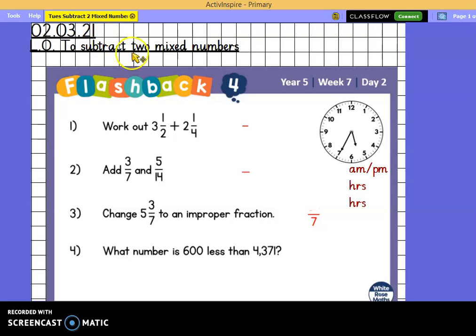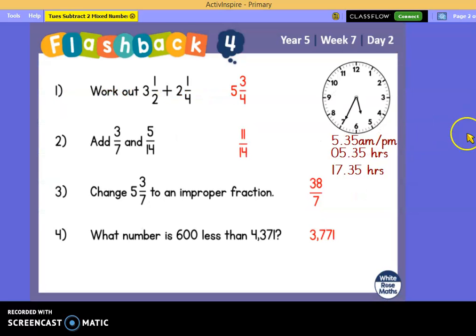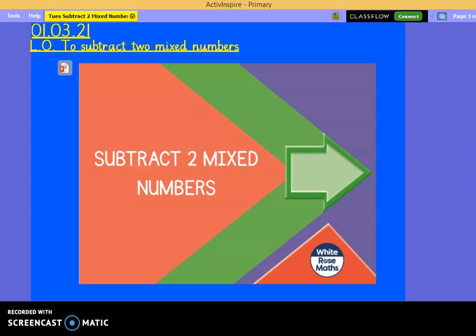Please record today's date and learning objective, to subtract two mixed numbers, into your book and underline that with a ruler. Then record your flashback for numbers 1 to 4 and your time in your book. Pause the video while you do this. Let's see how you did. Pause the video while you use your blue pen to mark your answers, please. Then we're ready to move into today's work.